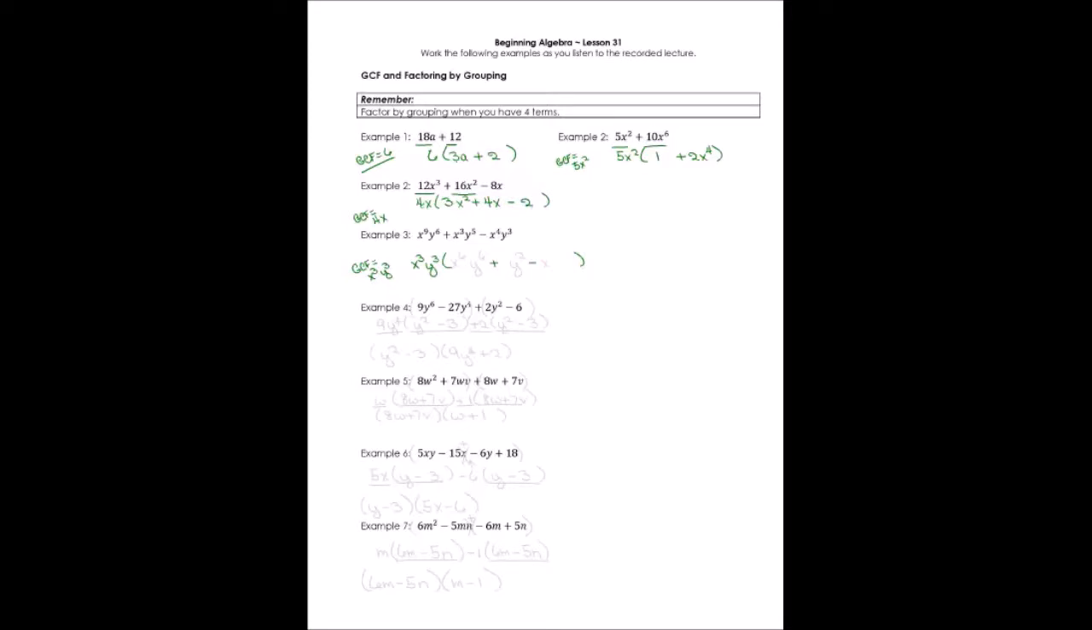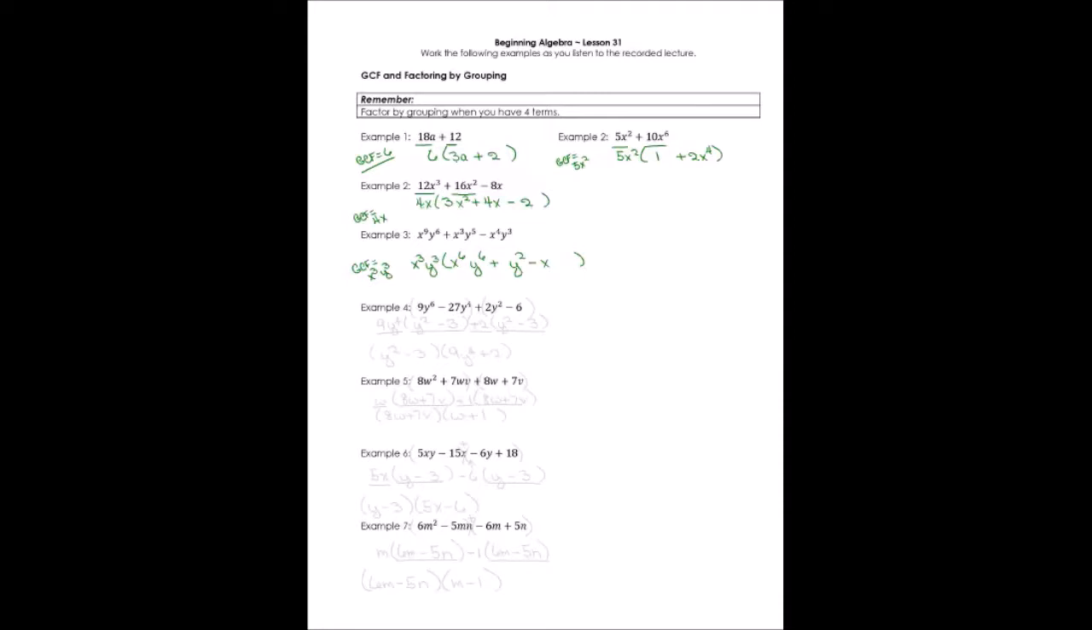X cubed times x to the 6th would give me x to the 9th, times y cubed times y to the 3rd is going to give me y to the 6th. I'm adding exponents, remember. The next term, x cubed times just 1 would give me x cubed, and y cubed times y squared. So it'd be 1y squared, and I don't need a 1 in front of that variable. And the next one is going to be x cubed times a negative x would give me negative x to the 4th, and y cubed is already there, so I just have, it would be 1, but I don't have to write it when I'm multiplying times 1.